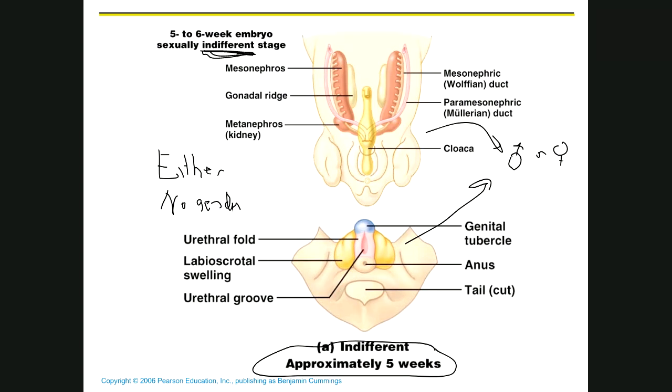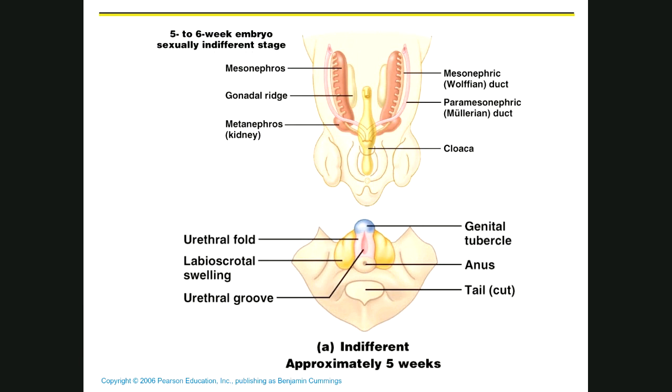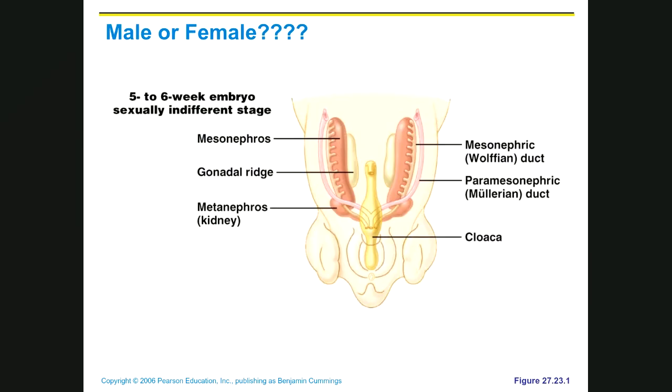How do we go from this to being something that looks like a male or something that looks like a female? So again, here, we can't tell what it is. It's indifferent. It can become really basically either one.